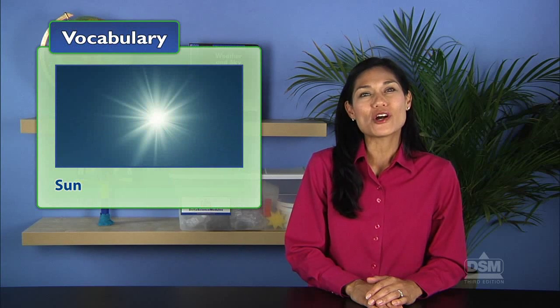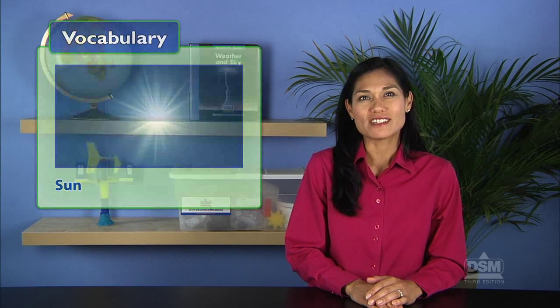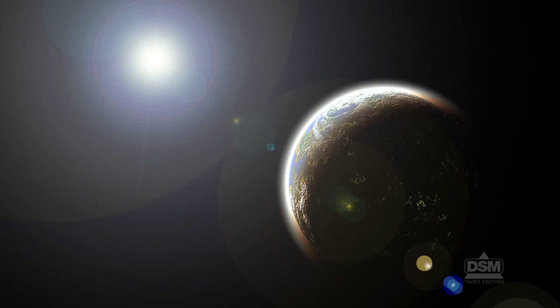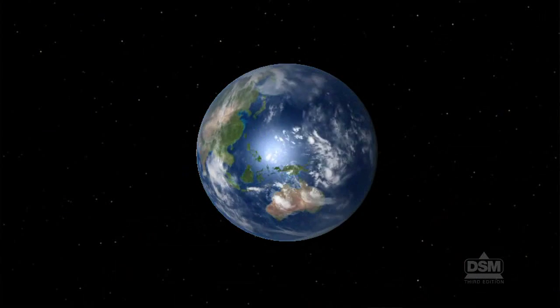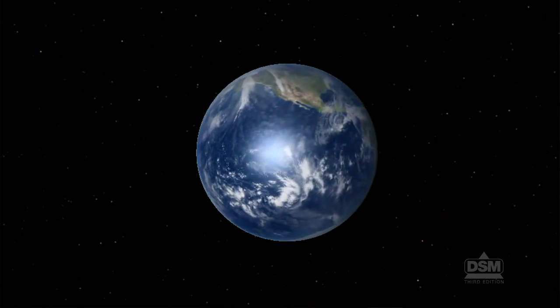The sun is the star around which Earth revolves, and it is the main source of light and heat for our planet. Though the sun seems to change position in the sky, it is actually Earth that is moving, or rotating on its axis. This rotation causes the apparent rising and setting of the sun.